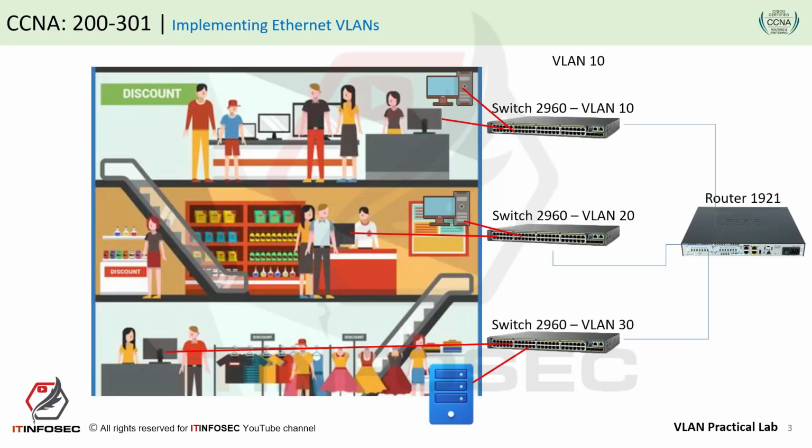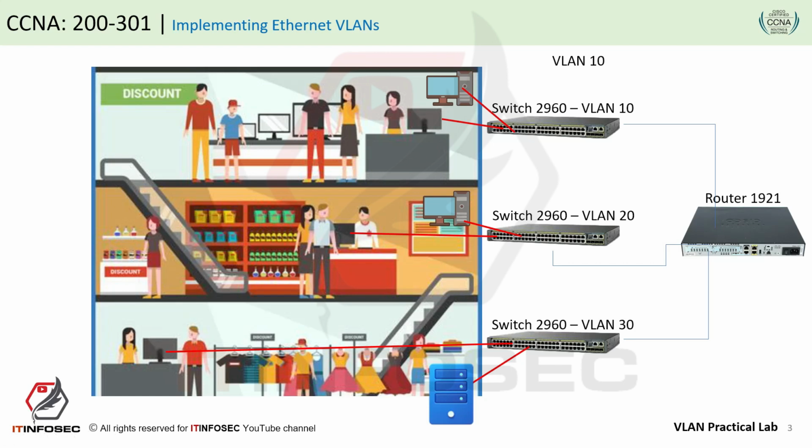Well, imagine we have a 3-story building or a store where client systems are located on the first and second floor. As you see, just clients. And on the third floor or downstairs, in addition to the client system, we have the server.